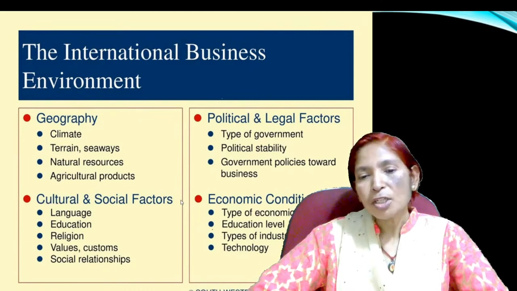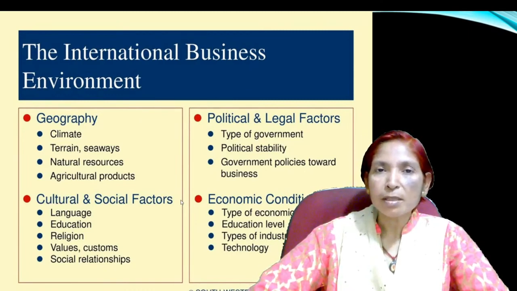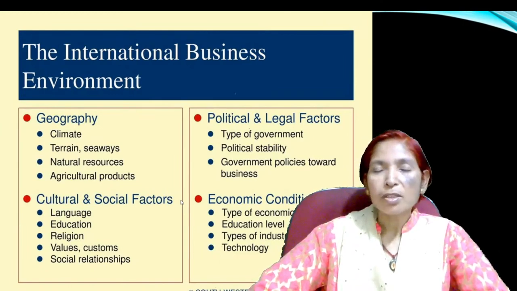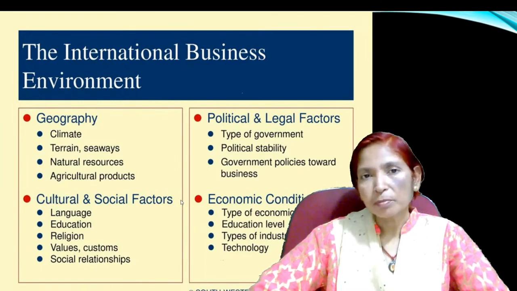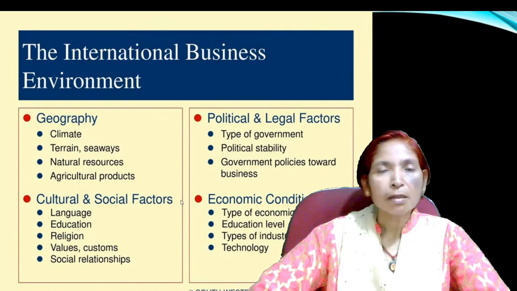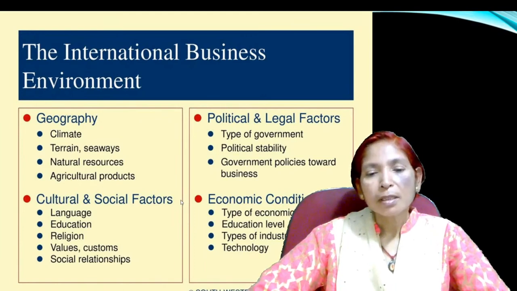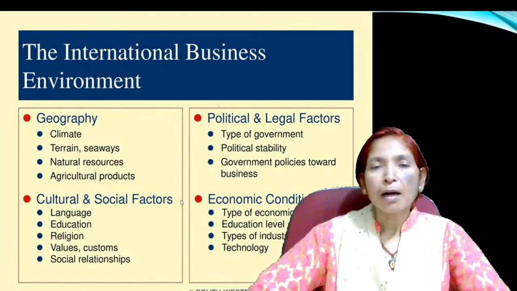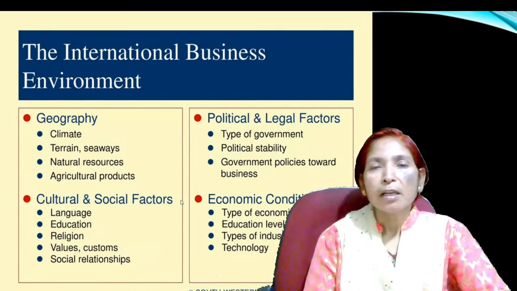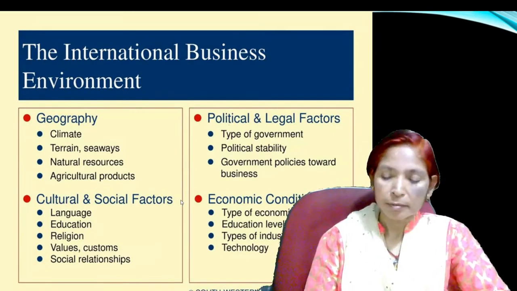And next is economic conditions. In economic conditions, we look at what type of economic system exists in the economy or all over the world, like the market economy. We can say that if there is only private ownership of the means of production, that is capitalism. If all the factors of production are owned by the government or state, that is socialism. So what type of economic system exists in the economy also affects international business activities. Next is education level, types of industries, and technology. So all these things are included in the international business environment, which has so many effects on business activities.